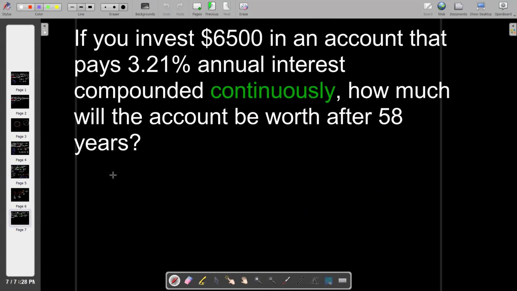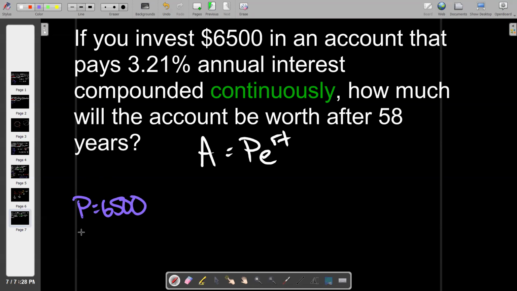So again, I've highlighted for you in green. The moment you see that word continuously, you've got to bust out the other formula, the PERT, right? The other formula is reserved for annually, daily, monthly, quarterly, semi-annually. I don't know. But continuously gets its own thing. A equals PERT. So here's the formula. And let's make our cast of characters. I always like to lay out the cast before I begin. So what's P?